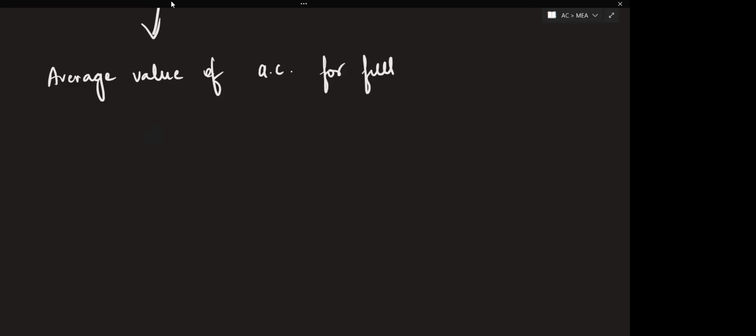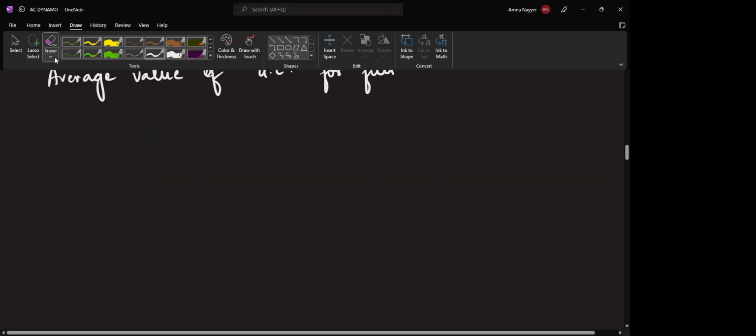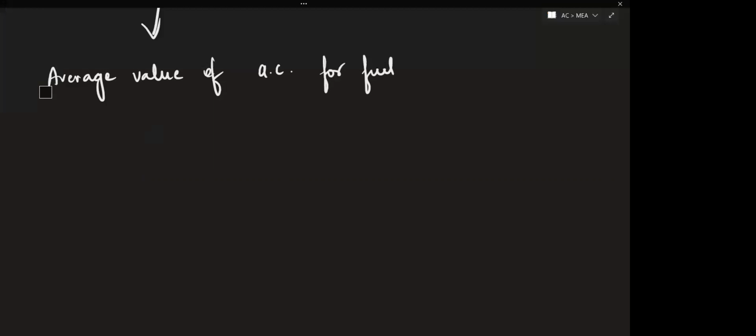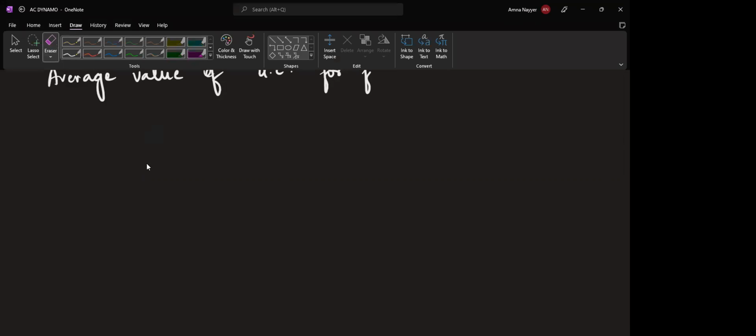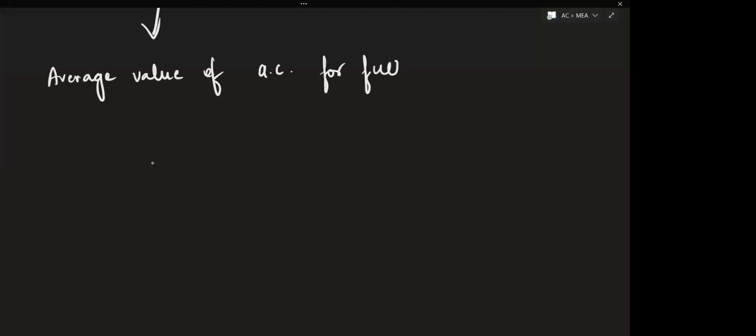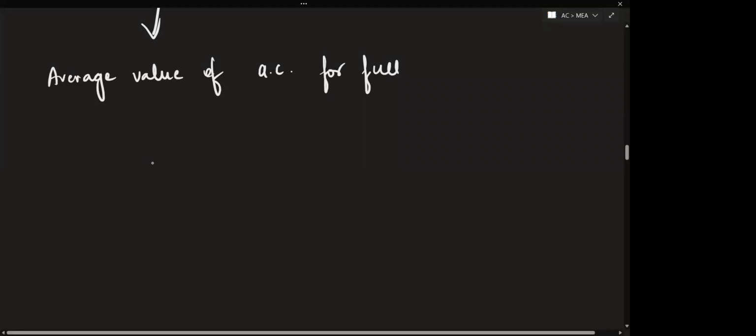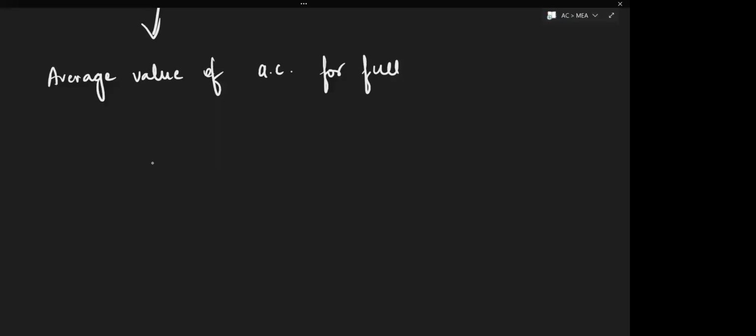And these two questions are asked in the exam. In the previous years, I have seen these questions coming, to prove the average value of AC for full cycle and half cycle. From these two topics, average value of AC for full and half cycles, more than numericals, this derivation comes. So try to focus on the derivation part in this, at least for full cycle. Now, one thing you have to remember, the other part will be clear.